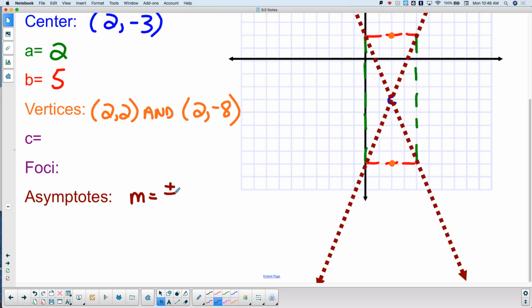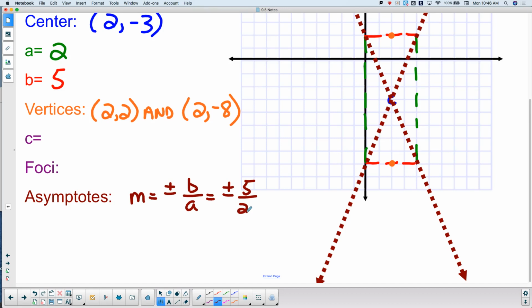Okay, we could count rise over run, right? Or I gave us a formula. The slope is always b over a, plus or minus b over a, right? So in this case, the slope is going to be plus or minus, what's b? What's a? So it's plus or minus 5/2, right? Agree?